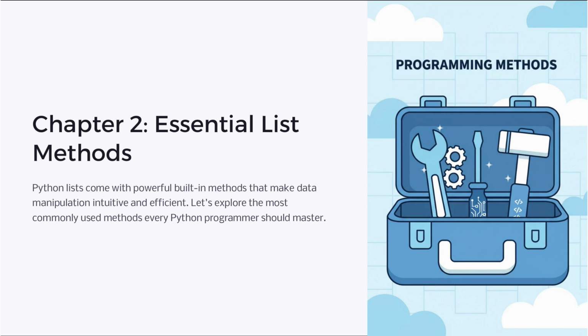Python lists offer powerful methods for efficient data manipulation. One essential method is append, which adds an item to the end of a list. For example, adding Jupiter to Mercury, Venus, Earth, Mars results in Mercury, Venus, Earth, Mars, Jupiter. This method is crucial for dynamically expanding lists.